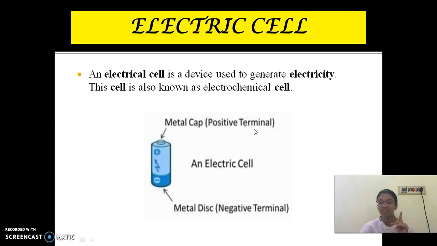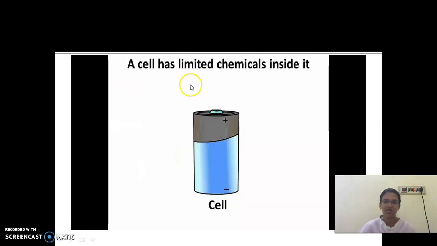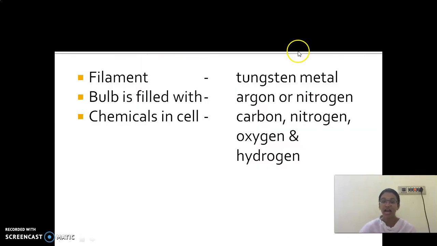They are the positive terminal and the negative terminal. Next thing, look at here. When the chemicals filled inside this cell get over, that's all. The cells must be replaced. We are not able to use the same cell. Look at here. Have a note of this, children.